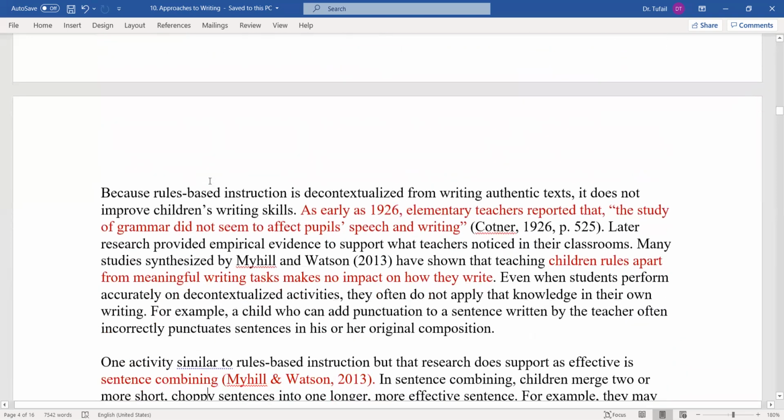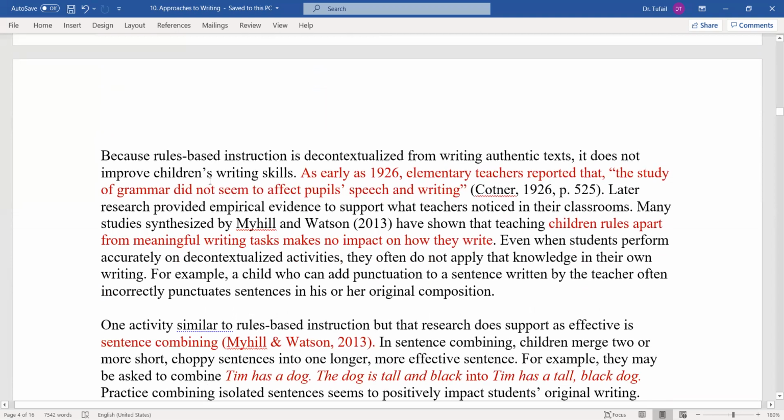So later on, these teachers said that grammar did not seem to affect people's speech and writing, and a study also pointed out that teaching grammar alone cannot help students in their speech and writing until it is practiced in real life or real situations. So teaching children rules apart from meaningful writing tasks makes no impact on how they write.